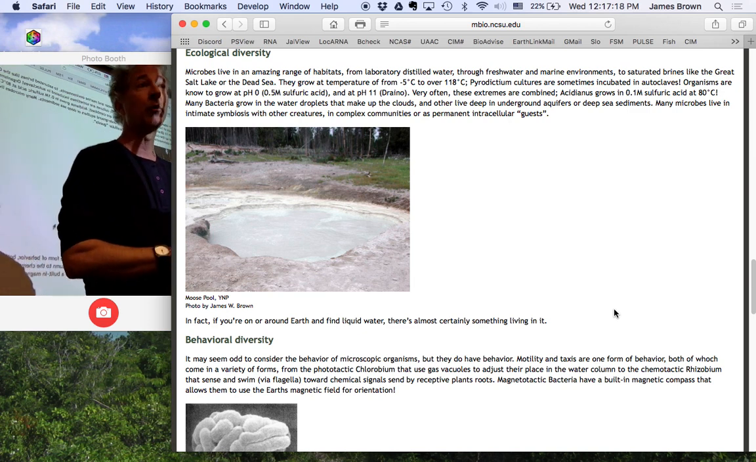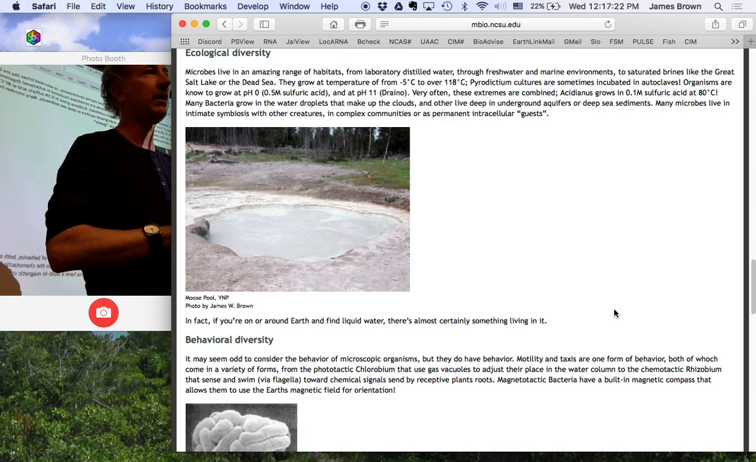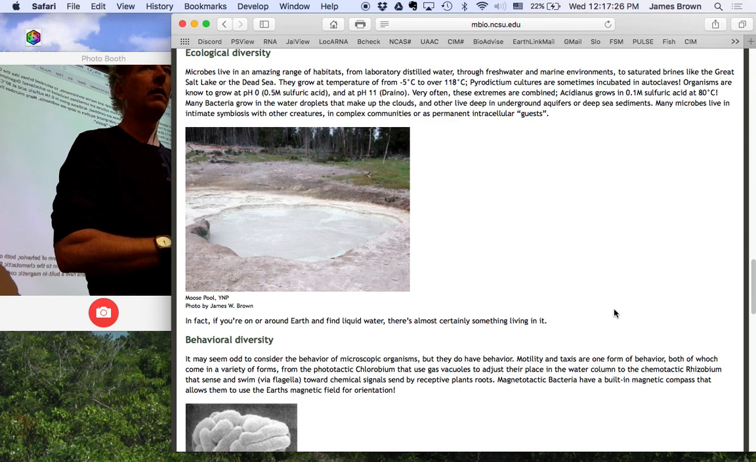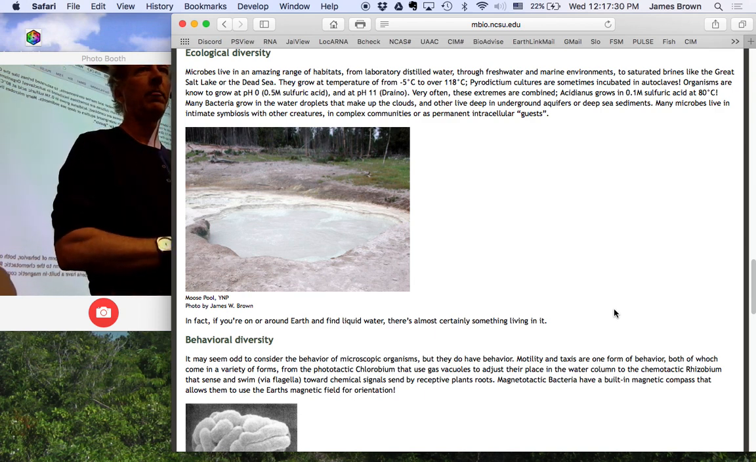From pH 0. Metallosphaera grows very nicely at pH 0. That's half molar sulfuric acid. All the way up to at least 12, 12 and a half or so. It turns out that alkali is a little bit harder than acid for most organisms, and there's good reason for that.